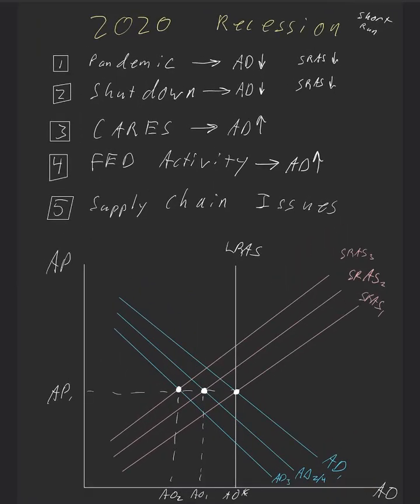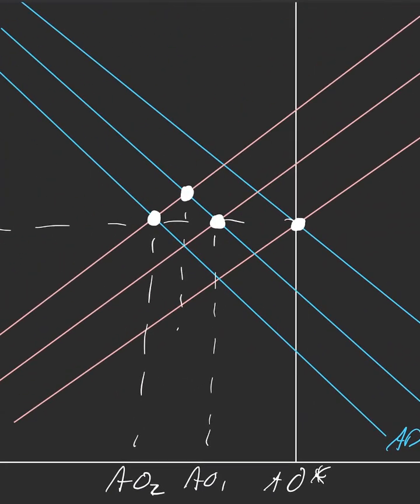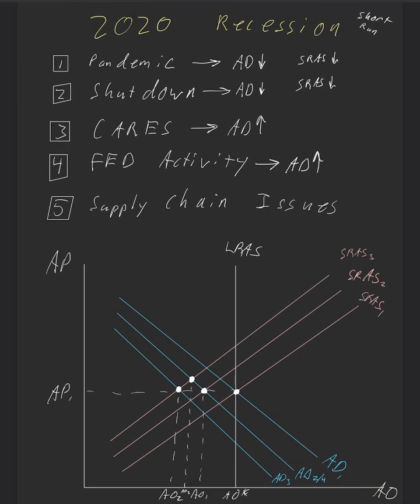Where's the new equilibrium point? It's with the current short-run aggregate supply. So we recover some of our aggregate output, right? We're going to recover some of our aggregate output, like so, but we will also see an increase in prices.